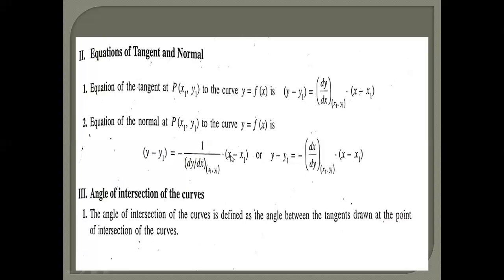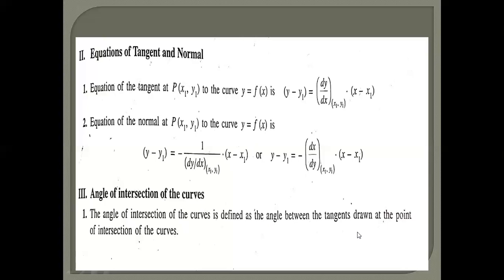This is called the equation of the normal at (x1, y1) to the curve y = f(x). Next, the angle of intersection of the curves. The angle of intersection of the curves is defined as the angle between the tangents drawn at the point. We just have to find the angle between the tangents at the intersection of the curves.